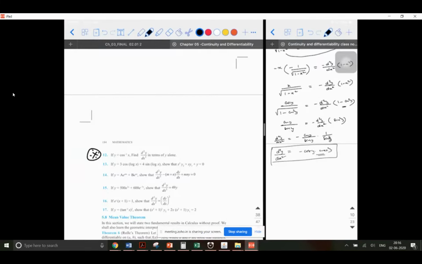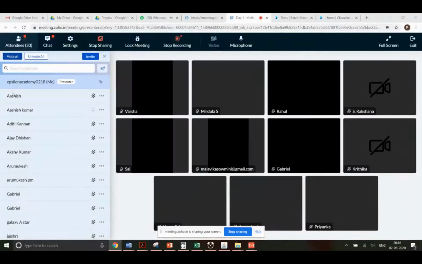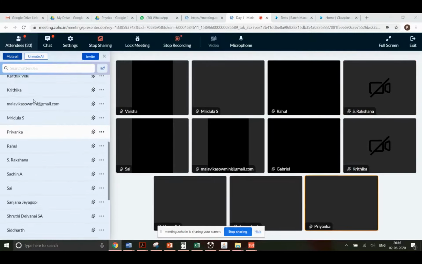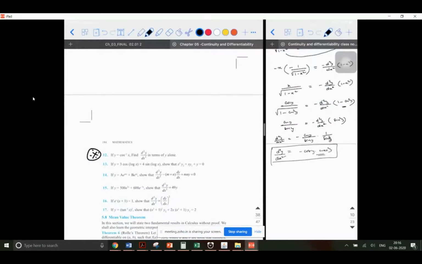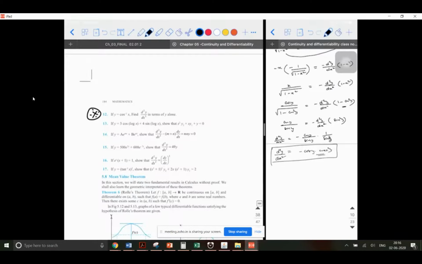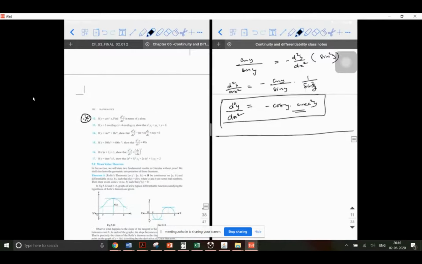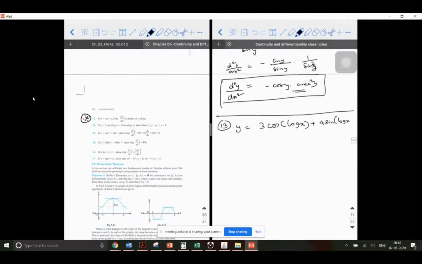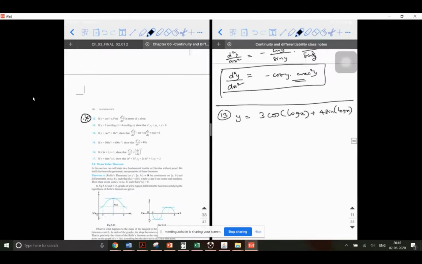Okay, let's see who can answer. Varun, are you there? Yes, sir. Can you tell me the steps for the 13th problem? Whatever you are going to say, I'm going to write. The 13th question is y is equal to 3 cos of log x plus 4 sine of log x. Show that x square y2, which also means second derivative, plus x y1 plus y is equal to 0. Can you try?